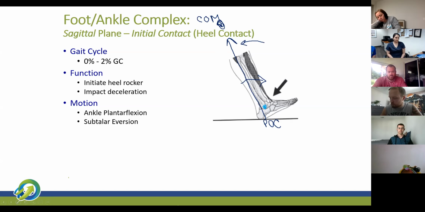So I don't need this arrow anymore. Let me get rid of that. Oh, okay, well, it doesn't want to cooperate.